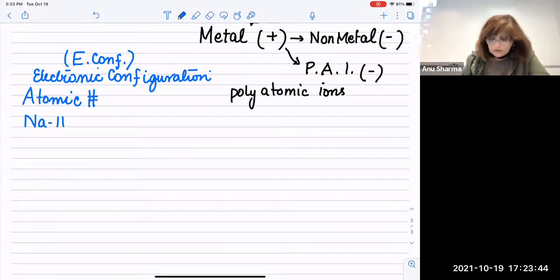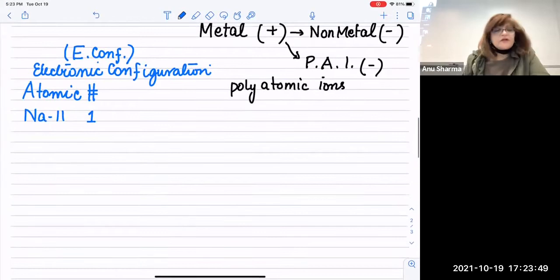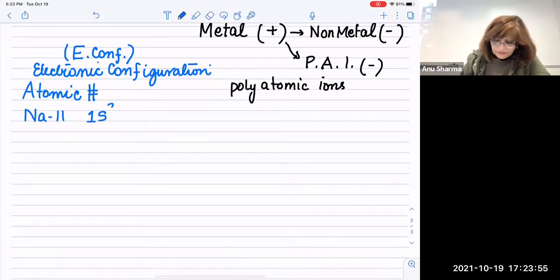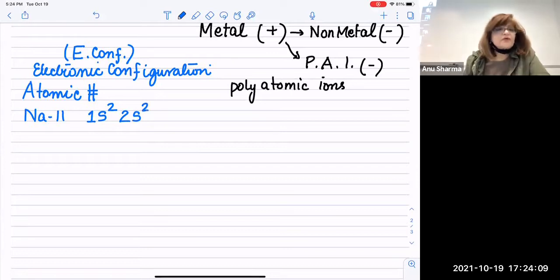So the first electron is going to go to the first energy level. First energy level has one shell, which is called 1s. It has got an orbital, the 1s orbital. A maximum of 2 electrons can be occupied in an s orbital. Next, you still have 9 more electrons to place, so you're going to go to the next energy level. So 2s orbital, and 2s orbital can hold a maximum of 2 electrons.